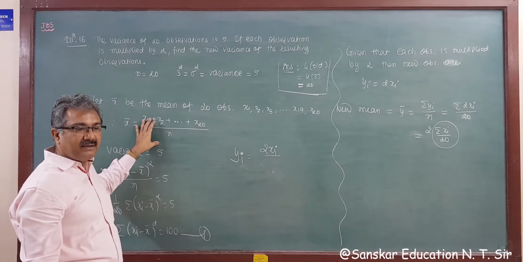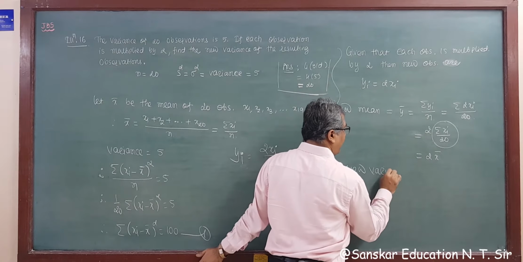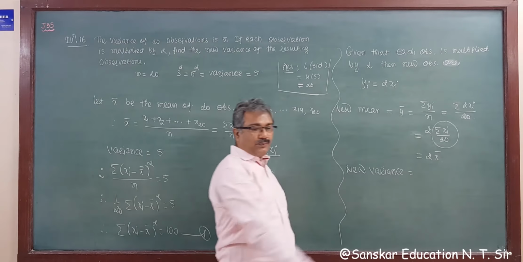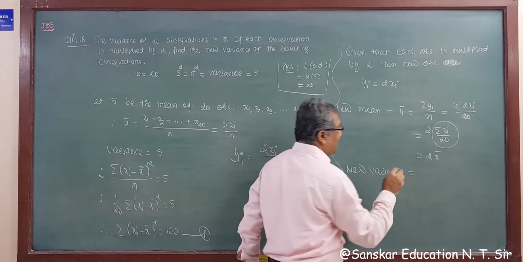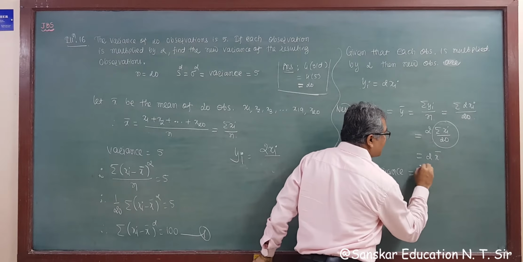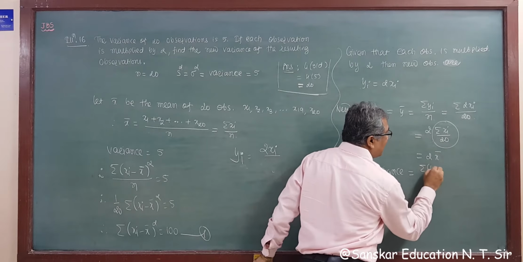And the new variance is equal to sigma yi minus y bar whole square, whole upon n. Just a minute. We have to put the equal to sign in the middle of the denominator line. That's why I am writing again: sigma yi minus y bar whole square upon n. Now this is proper, right?